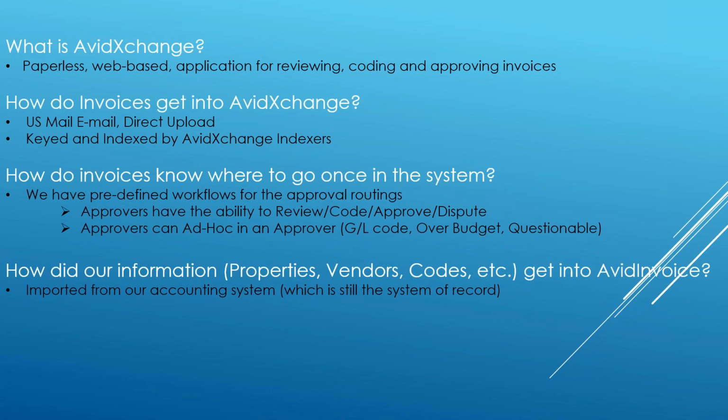So how does your information get in, like your properties, vendors, codes, etc., into Avid Invoice? All of that is imported from our accounting system, which is MRI. And that is still the system of record. So we put everything for your property into MRI, and AvidXchange and MRI shake hands, and all of your information is brought over into AvidXchange.